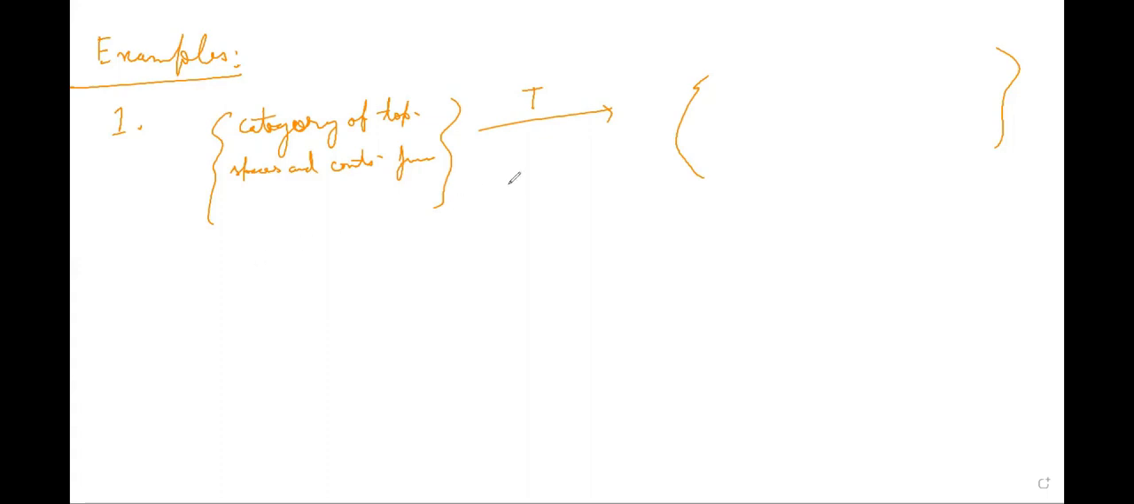sets and functions. So category of sets and functions, which assigns to every topological space its underlying set, right? So X goes to X, but here X is with a topology. Here it means there is no topology on this set X, right? And this is called forgetful functor, right?